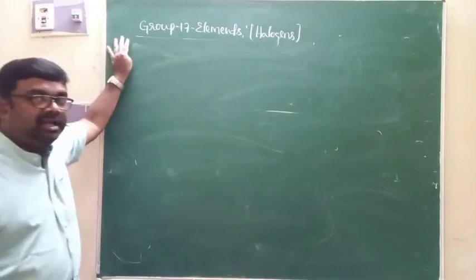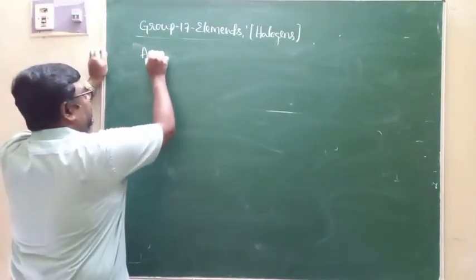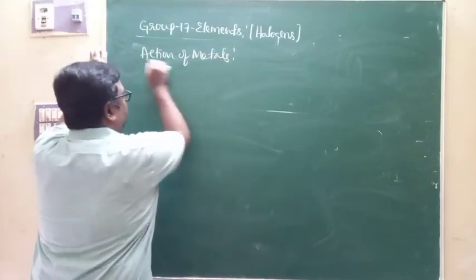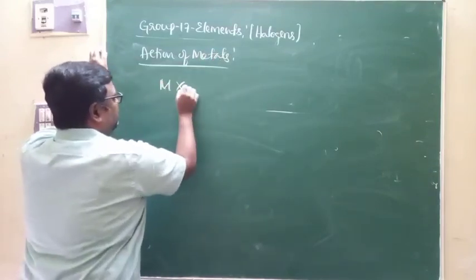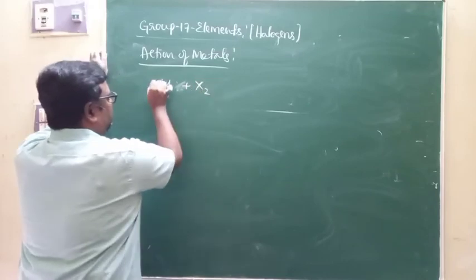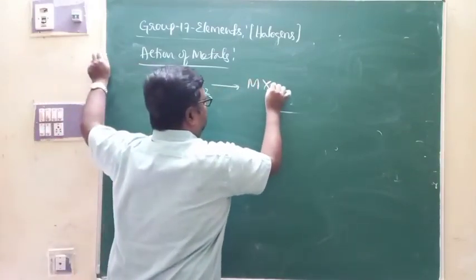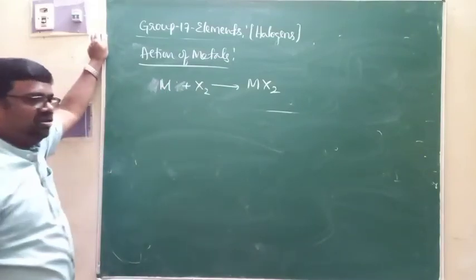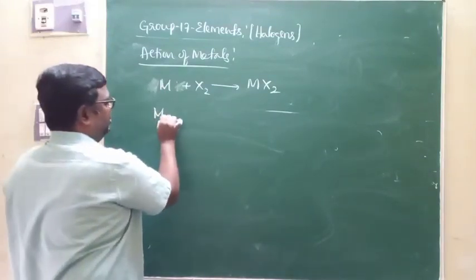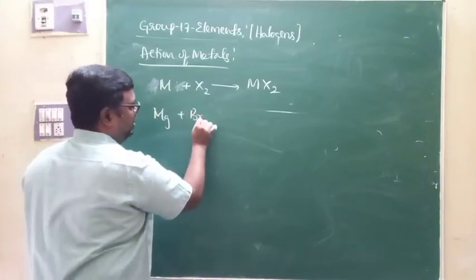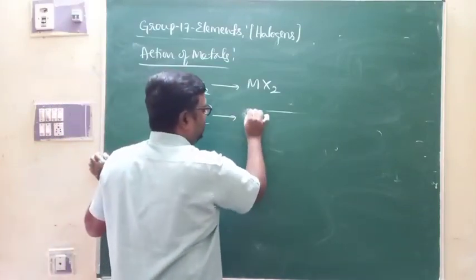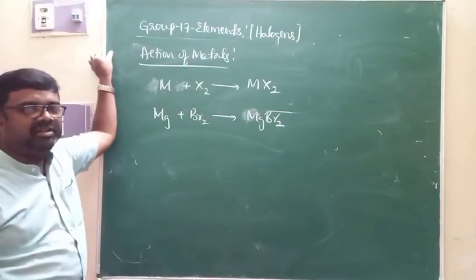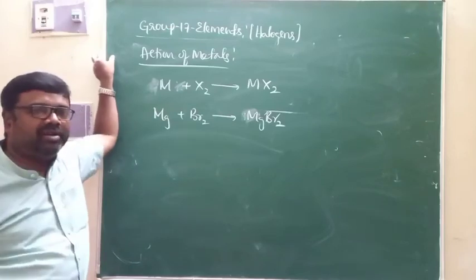Now at this moment we'll go for the action of metals. When metals react with halogens, you're going to get metal halides. For example, when magnesium reacts with bromine, you're going to get magnesium bromide. Some metals will form ionic compounds with halogens. Some metals will form covalent compounds with halogens.